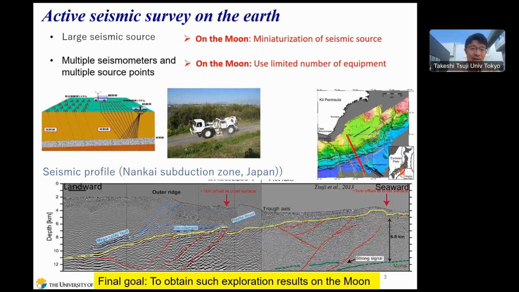Anyway, on the moon, we cannot use a large seismic source, so we need to minimize the seismic source.